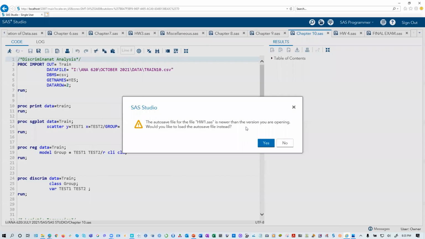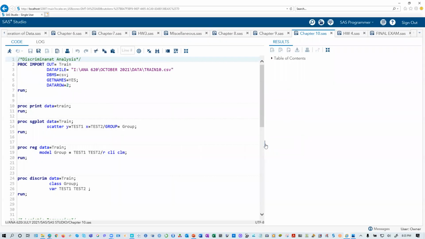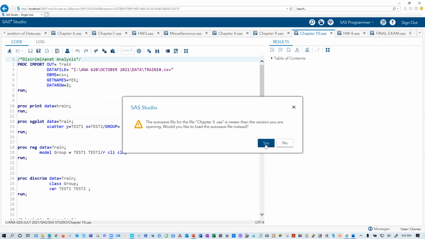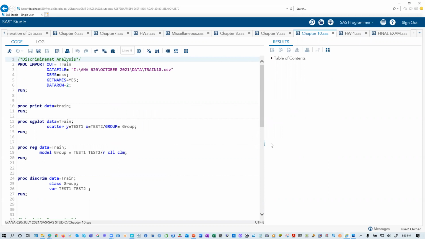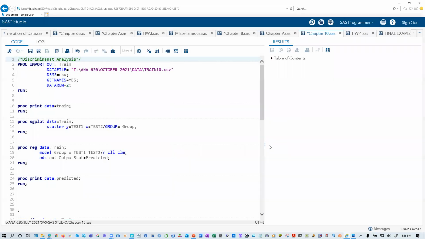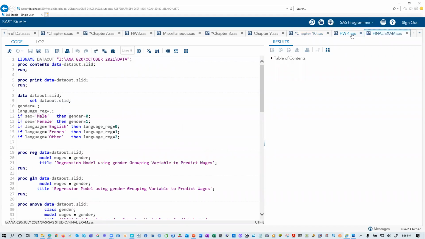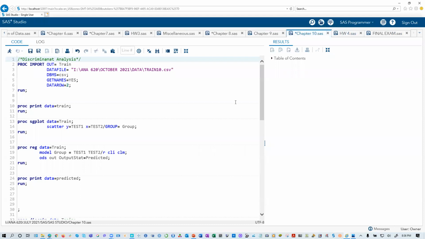Let's go ahead and look at this one. We remember yesterday that we are planning to go through chapter 10, homework 4, and the final exam. That's the major thing that we are planning to do today. Today is the last day. We are planning to cover pretty much everything.